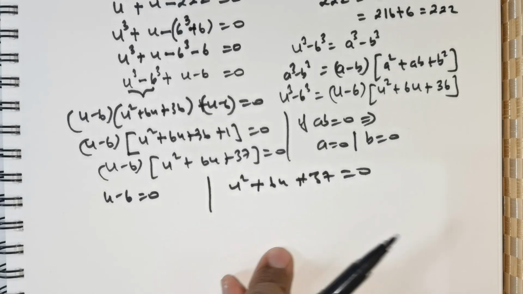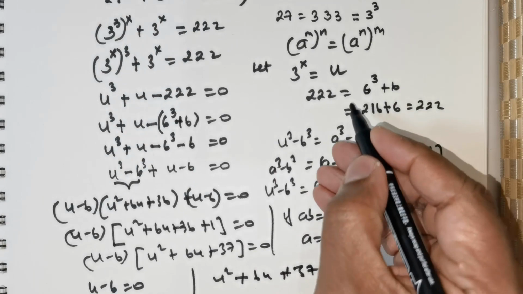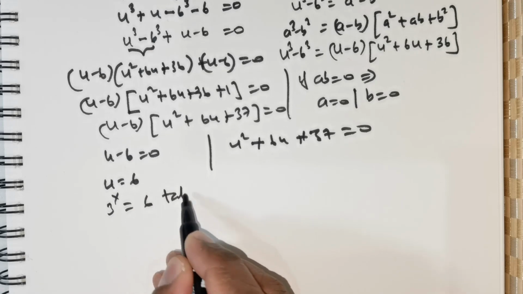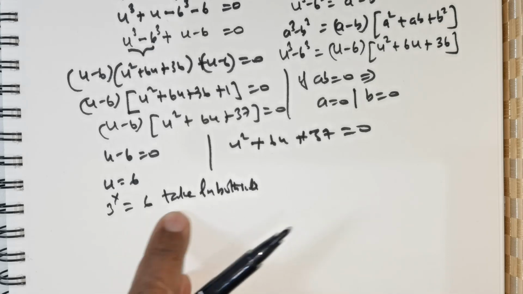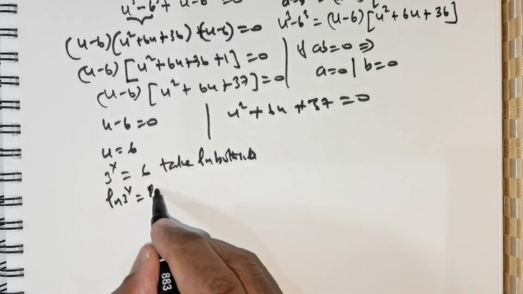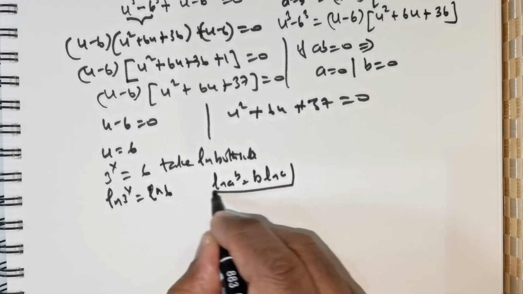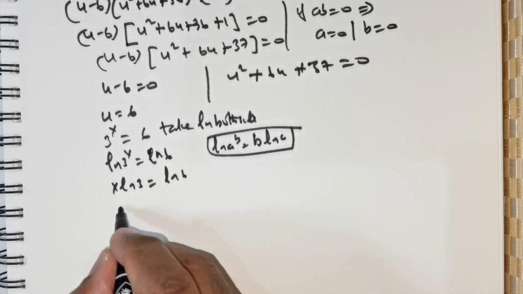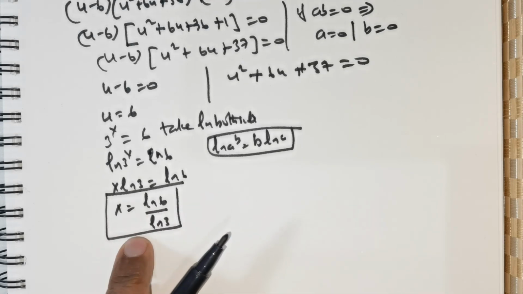Now if they are asking for all solutions, then we need to solve both the things. From here I get u is equal to 6, but my value of u is nothing but 3 raised to the power of x. So substitute 3 raised to the power of x is equal to 6. Now you take ln both sides. You got to take ln both sides, not log. So this ln 3 raised to the power of x is equal to ln 6. Now you got a formula, ln of a raised to the power of b is equal to b times ln a. Utilizing this formula, this is going to be x times ln 3 is equal to ln 6. From here I can write x is equal to ln 6 over ln 3. So this is one value for x.